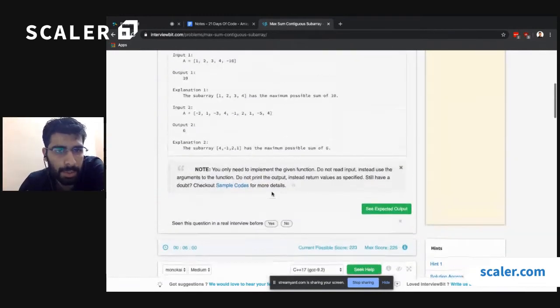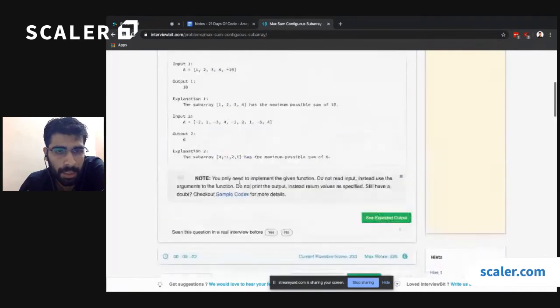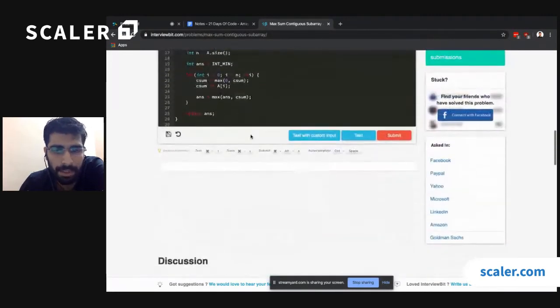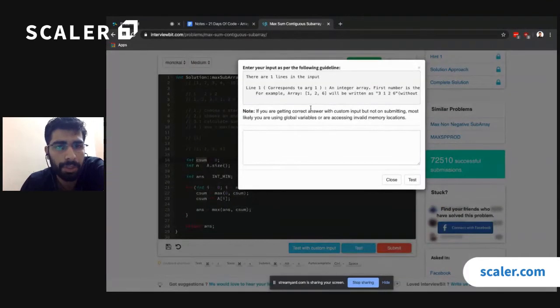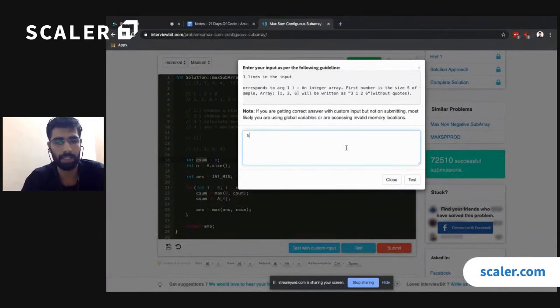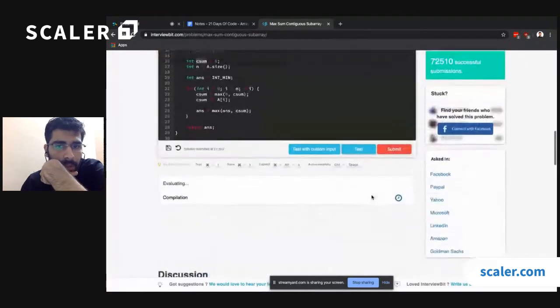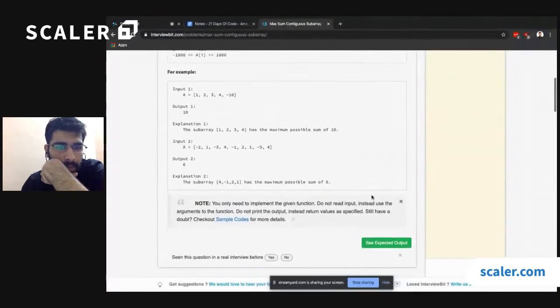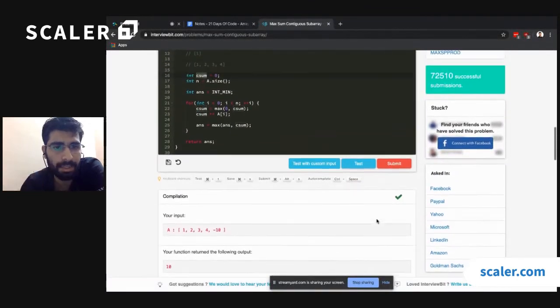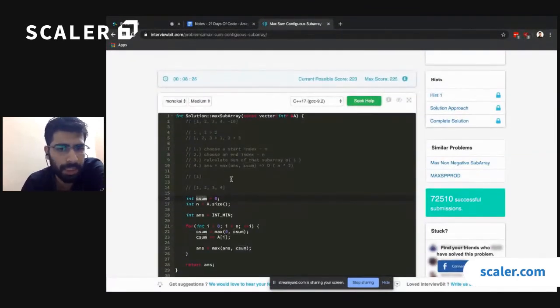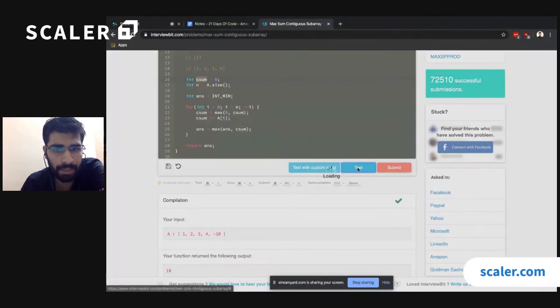Let us test it over this case: 1, 2, 3, 4 and minus 10. Let me test over this custom input. For an integer array, the first number is the size. So 5, 1, 2, 3, 4, minus 10. The answer here should come out to be 10, if I'm not wrong. Yes, the answer is correct. I don't have any global variables. This seems fine. Let us test it.